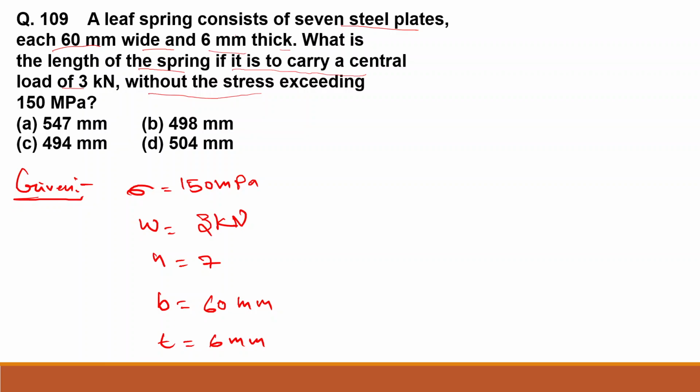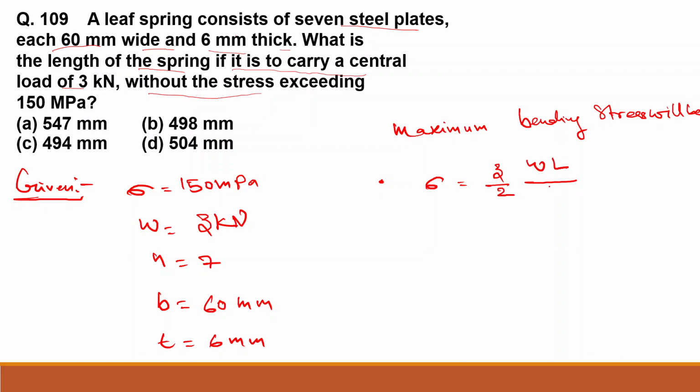The maximum bending stress formula, in case of a leaf spring, is sigma is equal to 3 by 2 upon WL upon NBT square.